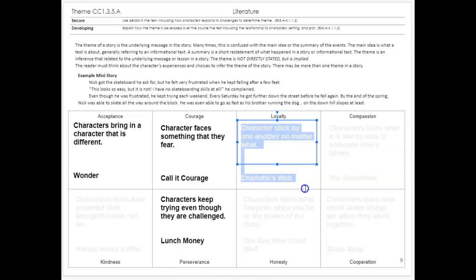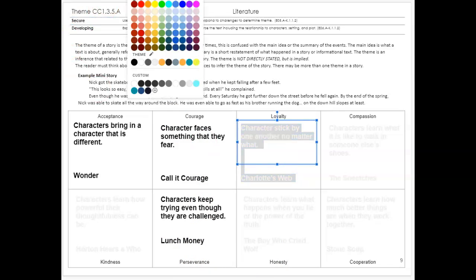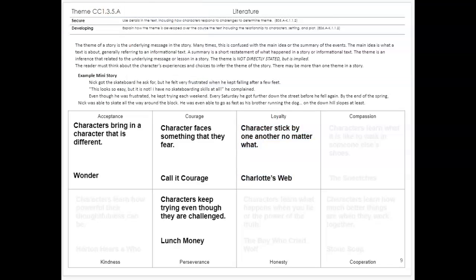Loyalty. So loyalty would be when a character sticks by one another no matter what. And a good example of this would be a story like Charlotte's Web. So one character has a frustration and the other one, it doesn't matter how bad it gets, they stick by their side. Loyalty.